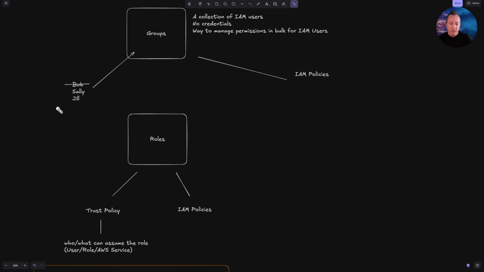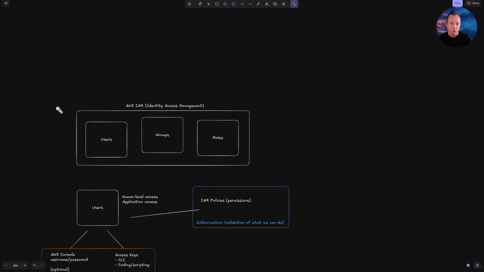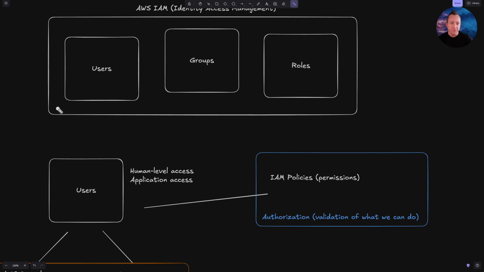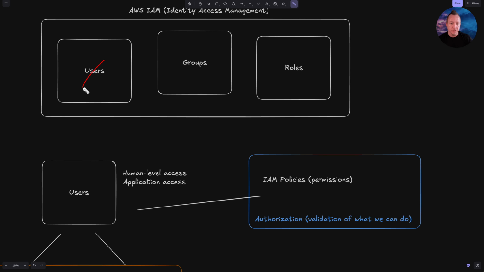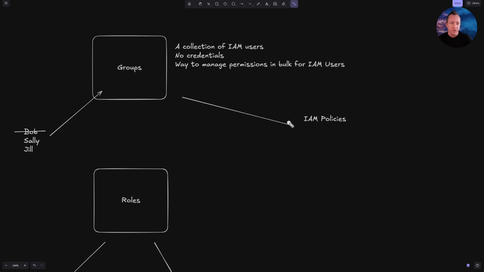All right, so that's an overview of users, roles, and groups. Understand that best practice is not to use users. We should be using roles wherever possible because, again, they have short-term credentials versus the long-term credentials of users. And groups are just a way to organize your users and give them permissions within AWS.